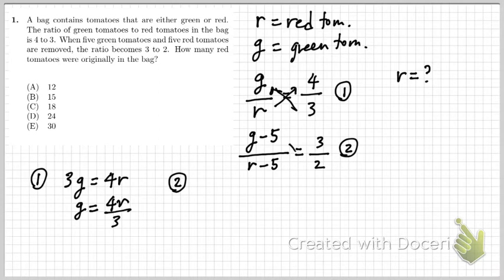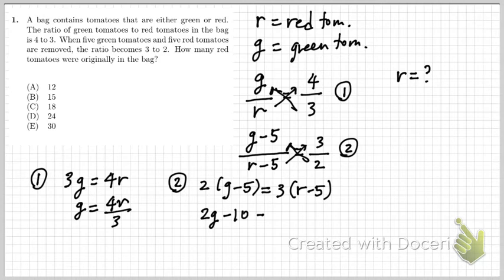Now I'm going to work with equation number 2, and I'm going to do the same thing. Cross multiply. So 2 times G minus 5 is equal to 3 times R minus 5. And I'm going to open the brackets. So 2G minus 10. All I'm doing is 2 times G and 2 times 5. Similarly, I'm going to do 3 times R and 3 times negative 5. So that's 3R minus 15.